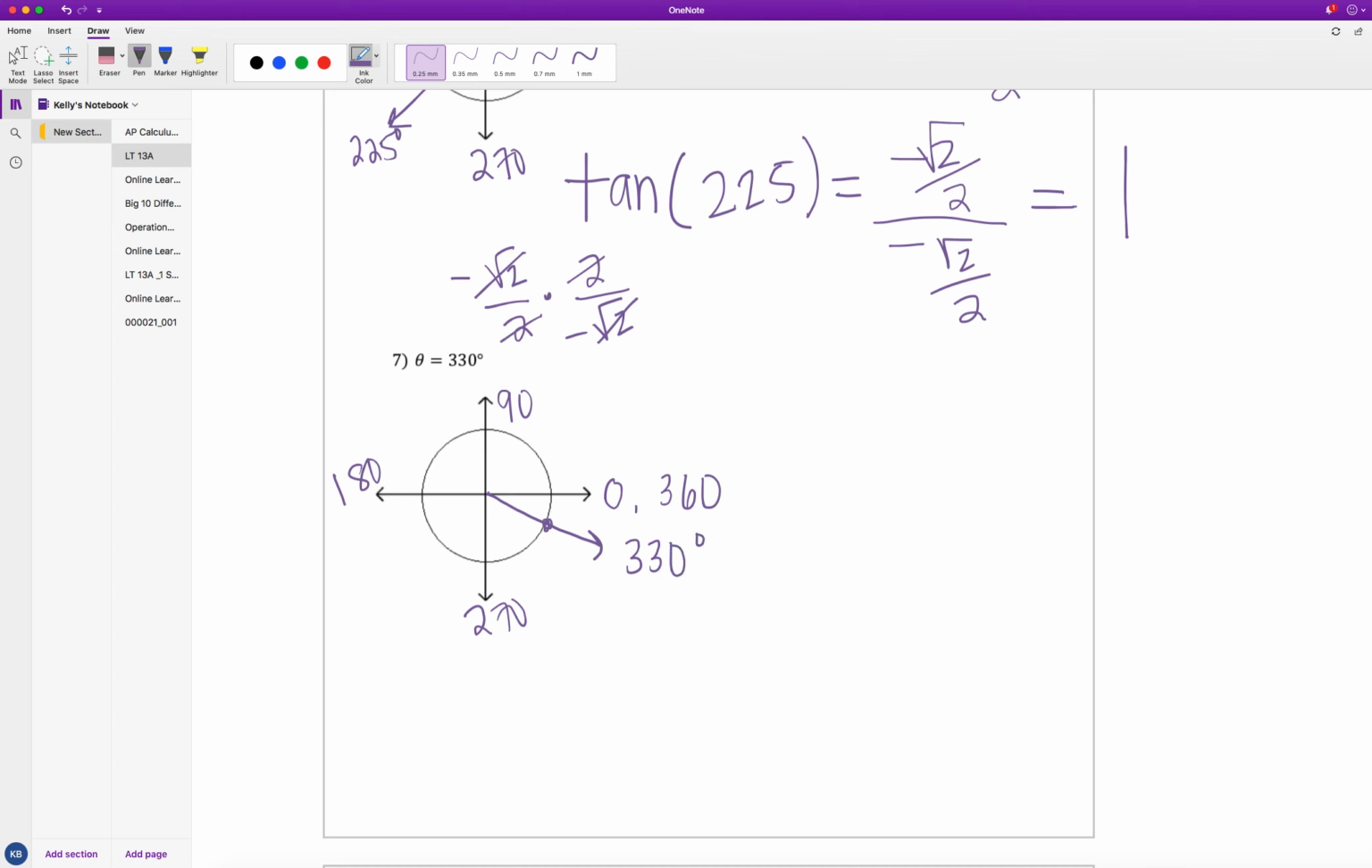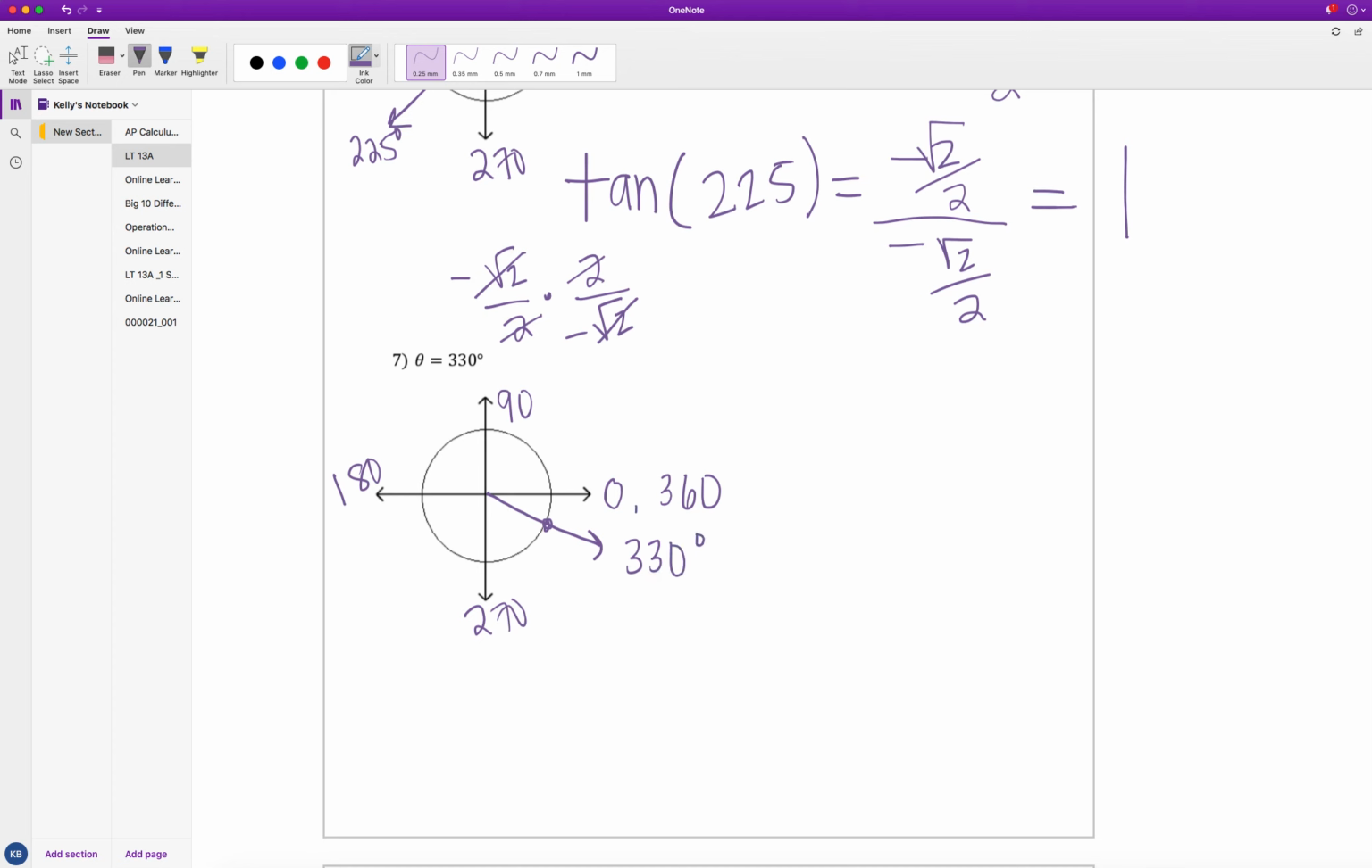Now, the next thing we're going to work at is I need to create my right triangle. So remember, from the end of your terminal side, go back to the x-axis, and I get that right angle right there. The next thing I need is, what's my reference angle? Because technically 330 is this whole portion right there that's turning almost all the way around the circle.